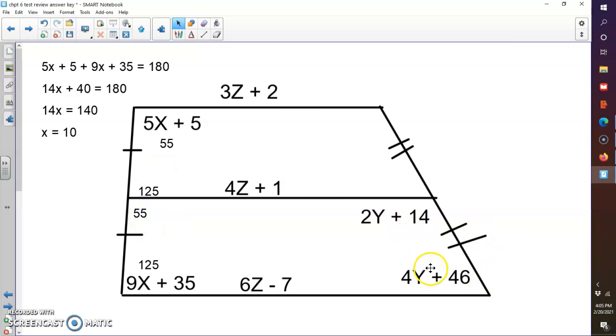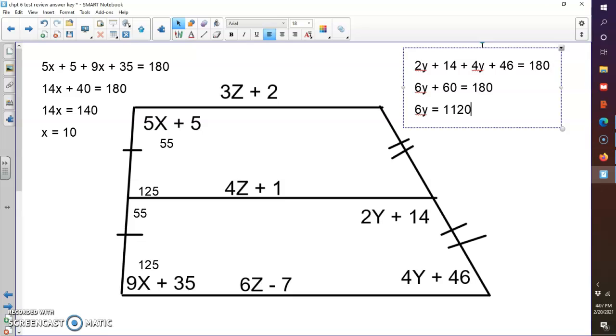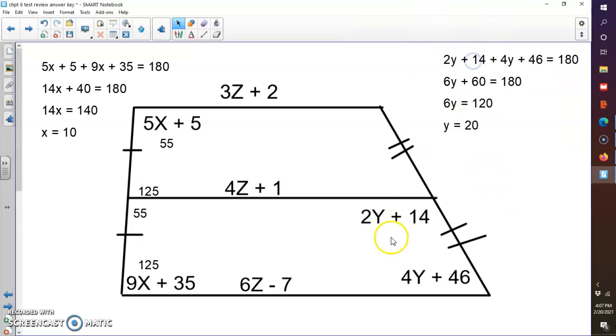Okay. Now over here. Okay, now solving for y, we're going to do the same thing because those are supplementary angles. They are same side interior angles. So I'm going to add them up and set them equal to 180. All right, we're going to get our 6y plus 60 equals 180. Our 6y equals 120. And y equals 20.